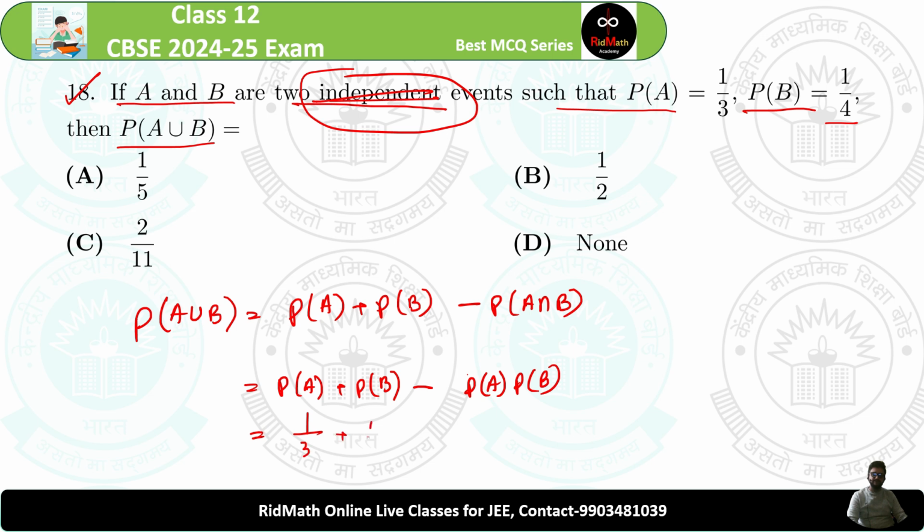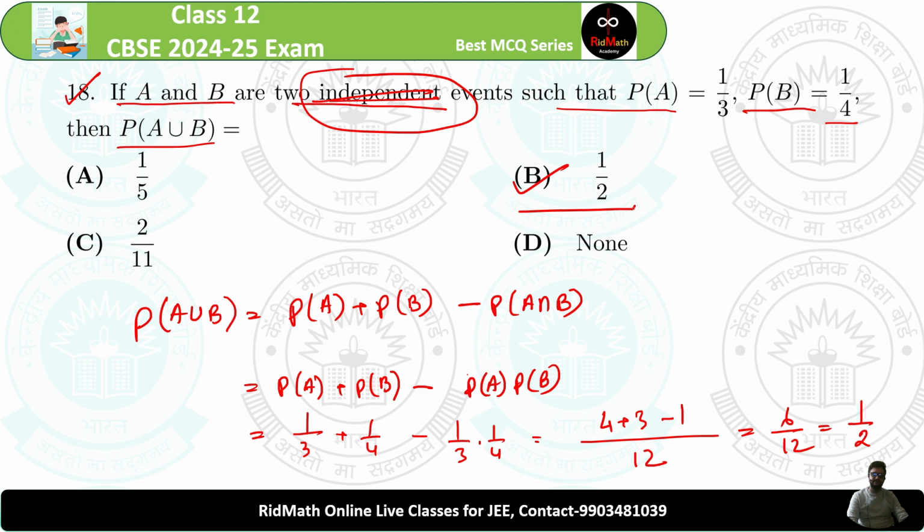So that means 1 by 3 plus 1 by 4 minus 1 by 3 into 1 by 4. Total LCM is 12. So this is 4 plus 3 minus 1, that means 6 by 12, which is 1 by 2. So B option is correct. Next problem, assertion reason based problem.